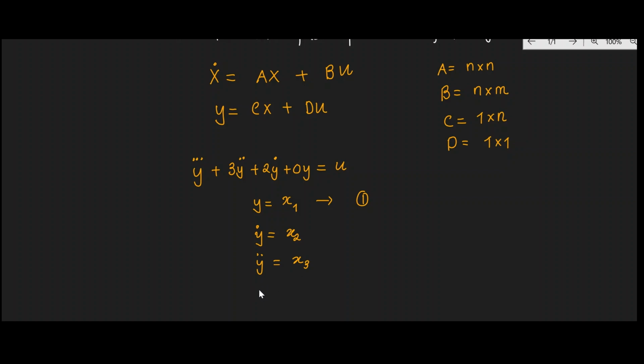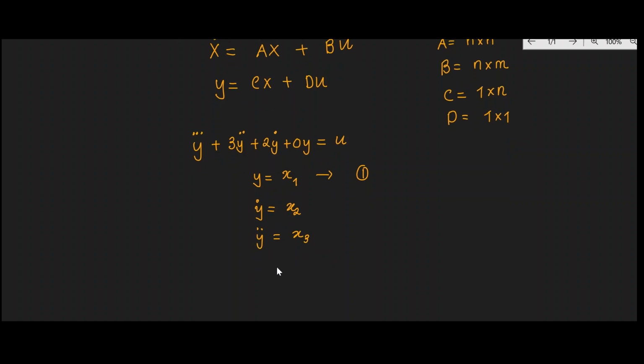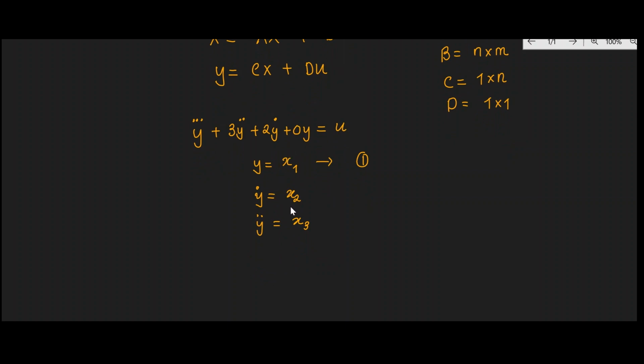Now you can say the third derivative of y is equal to x4, but we are saying that we need to use only three state variables. So we just have to end at the second derivative. Now we need to describe the derivatives again of these state variables. So this time around we are going to take the derivative of these equations, so take the derivatives of y. Now what happens when we take the derivatives of y?